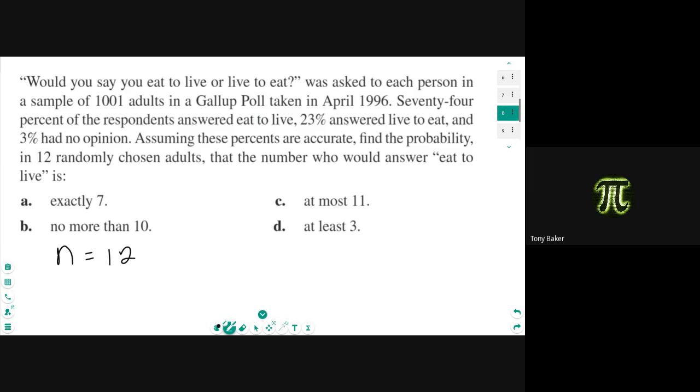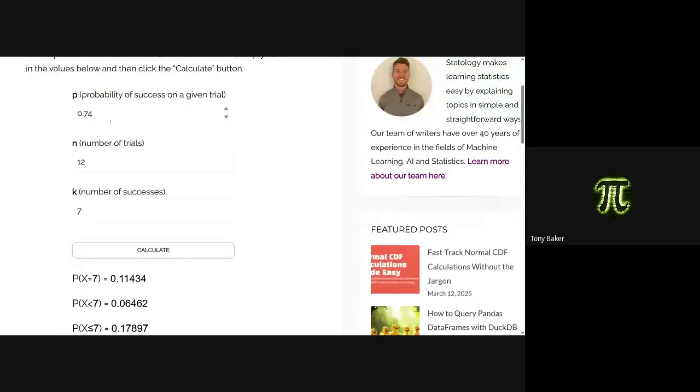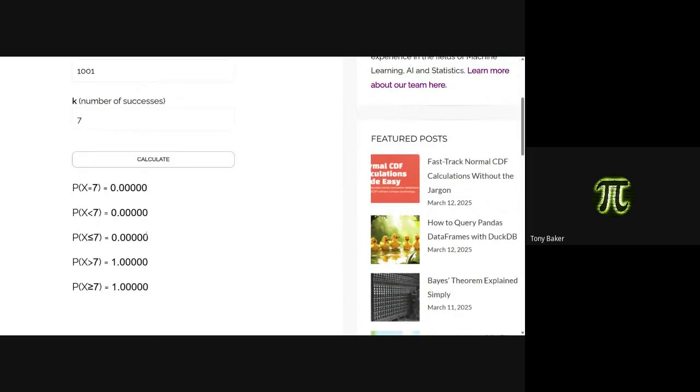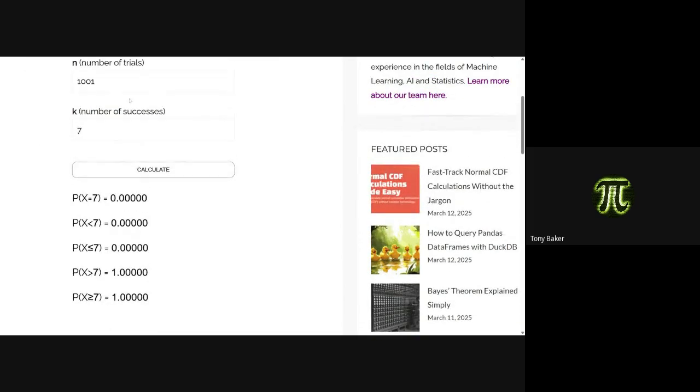So some of these problems are going to give you more information than you need, and it's really easy to screw that up. Here's the nice little thing: if you put 1,001 into the calculator here, you're going to get a whole bunch of zeros. And it's like, wait, something's wrong here. And then try the other one.